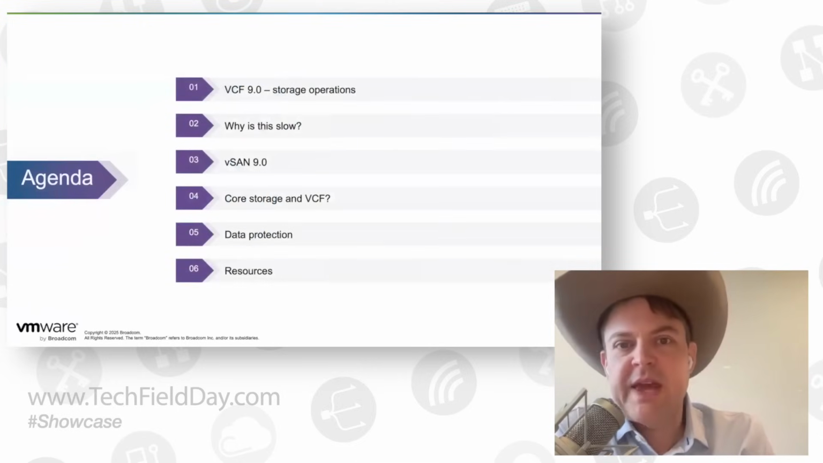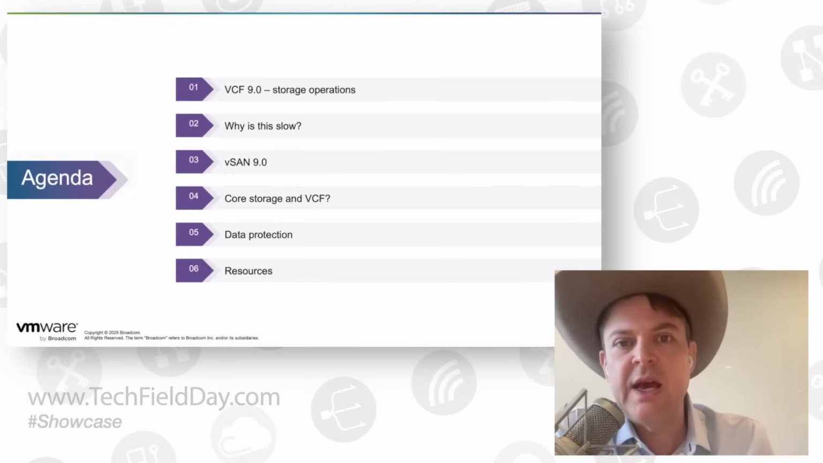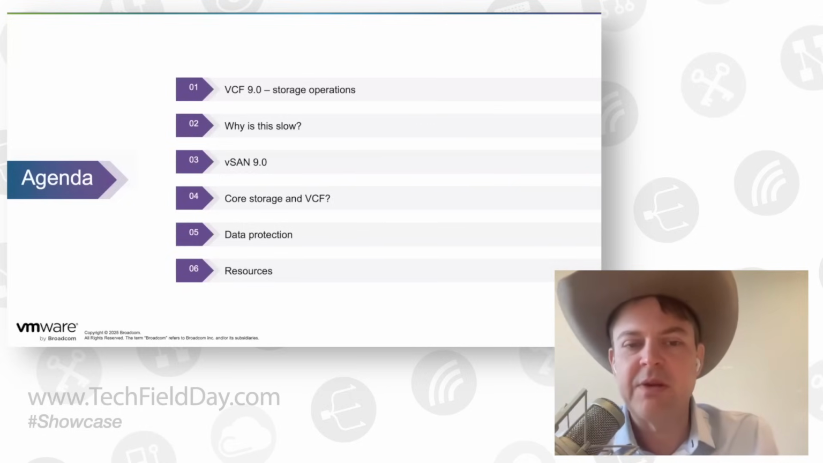Going over some of the areas, I want to go over some of the operation tooling, start at the strategic capabilities that we've brought out within 9, as well as help you understand some of the tactical tooling we have to answer the age-old question of why is this slow. We'll talk about some of the key capabilities within vSAN 9 and other capabilities that are brought out.